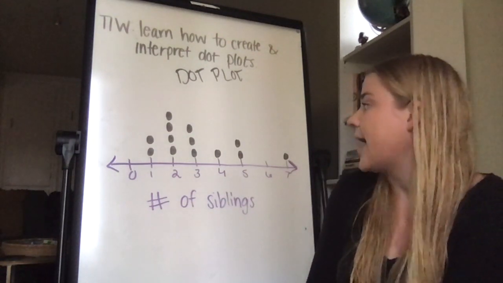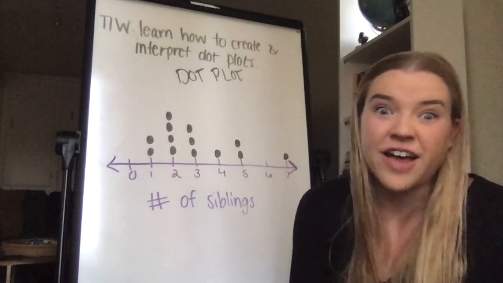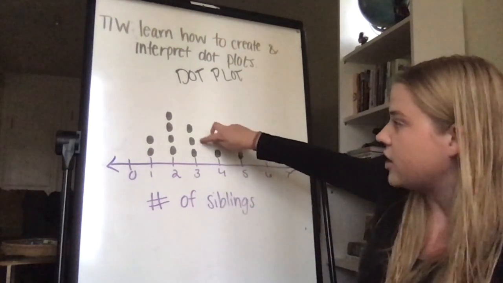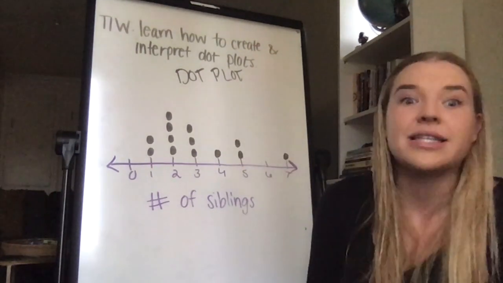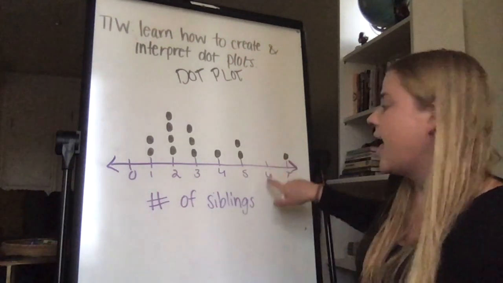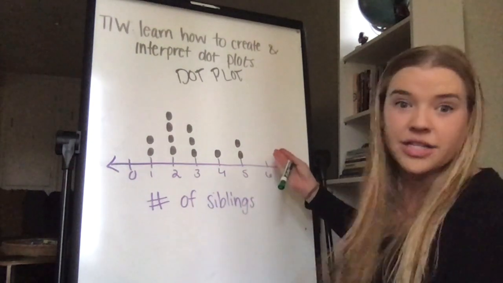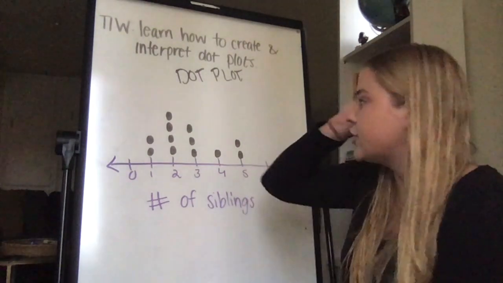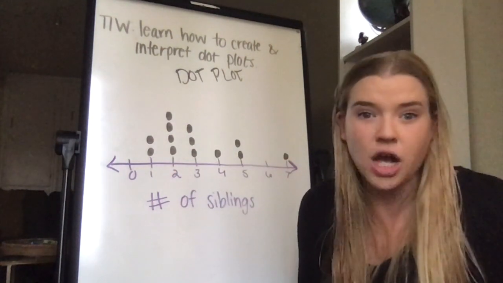All right, how many people had 3 siblings? You should have found that 3 people, because there are 3 dots above 3. How many people have 7 siblings? 1, right? There's only 1 dot. How many people have 6 siblings? None. There are no dots there. How many people have 2 siblings? 4, because we have 4 dots above that.